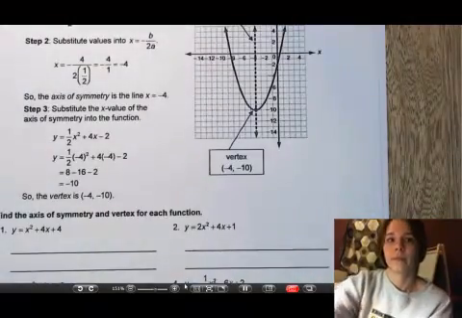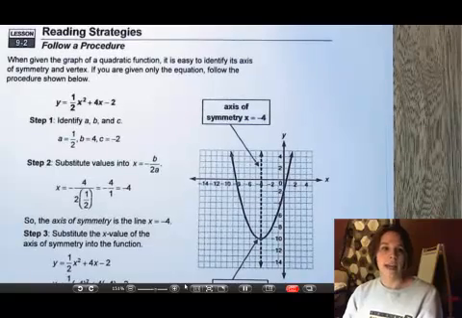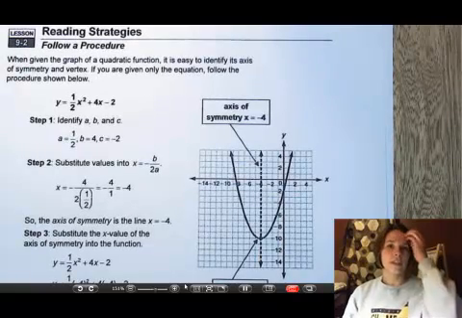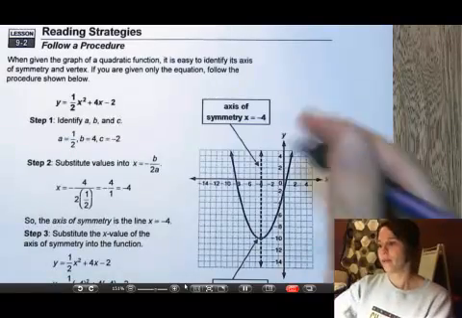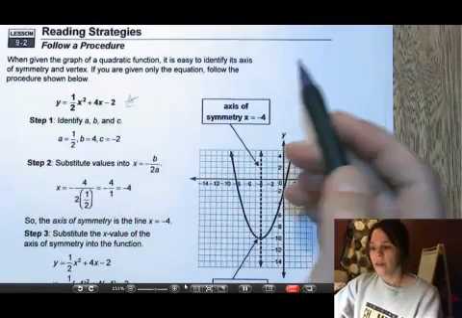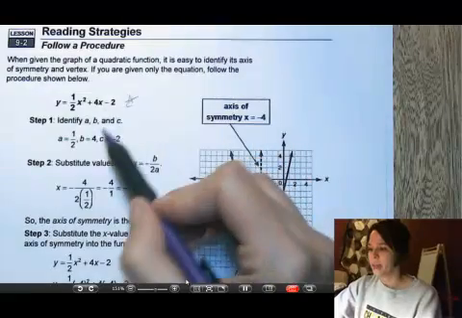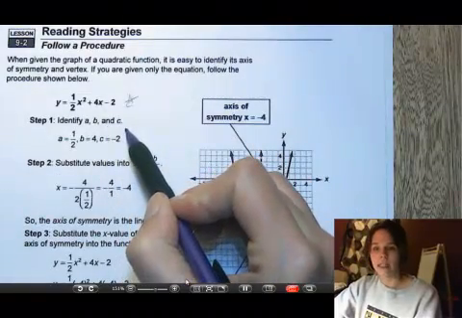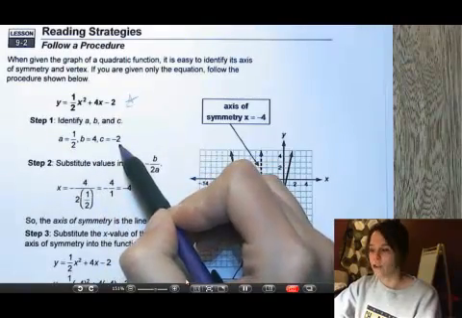Okay. Well, what if I'm given an equation? Now, this example goes ahead and gives the graph, which is kind of nice, but what if I just have the equation? Guess what? There's a formula for that. There always seems to be a formula in Algebra 1. So here's my quadratic function. Identify a, b, and c just like we did for 9.1. So a is a half, b is 4, c is -2.